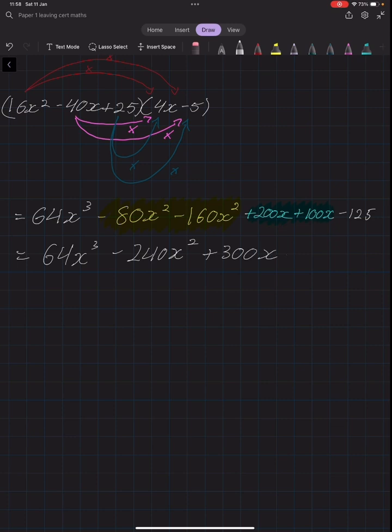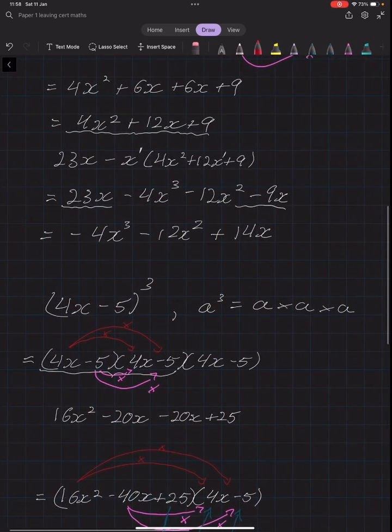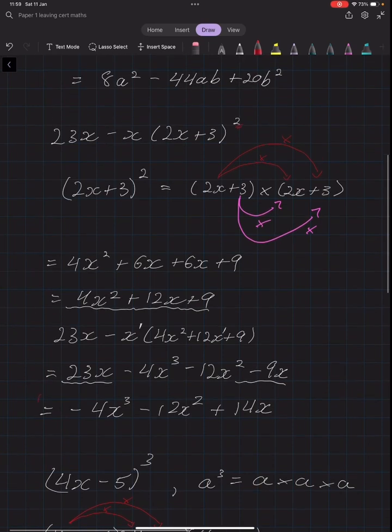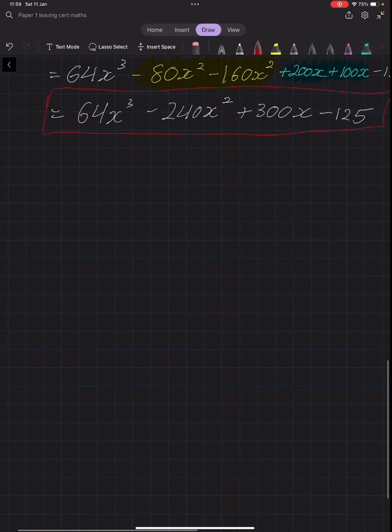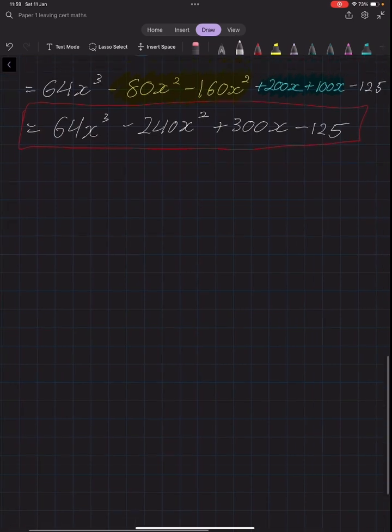And then I'm just left with minus 125. Okay, so that's the answer for that one. Sorry, I probably should have boxed all my answers when I got them. Oh well. Hopefully I'll be able to remember to do that in future. Okay, so that's that.